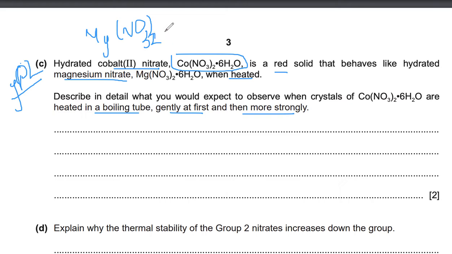I am really bad at writing with a mouse. So it forms MgO plus NO2 plus O2. Alright, so that's what forms. We don't need to balance this right now, but that's what they're asking for. So basically, what does gently at first and then more strongly mean?